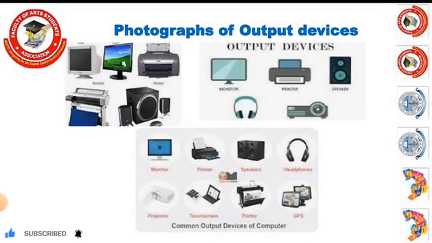And these are photographs of output devices. You can see your monitors, you see the printer, you see the speakers, you see the headphones. These are all output devices. As you can see, just images scattered around the screen. They are very, very vital. Take note of them, their function.